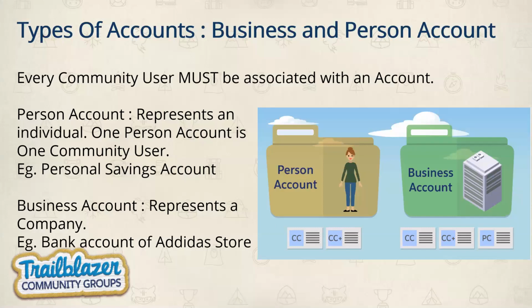In this demo we will be dealing with business accounts, because person account is not enabled in developer org. You need to contact sales support to get it enabled. For person account you can use community cloud and community cloud plus licenses, and for business account any one of those three licenses can be used. For our use case we will be using the community cloud license in our demo.